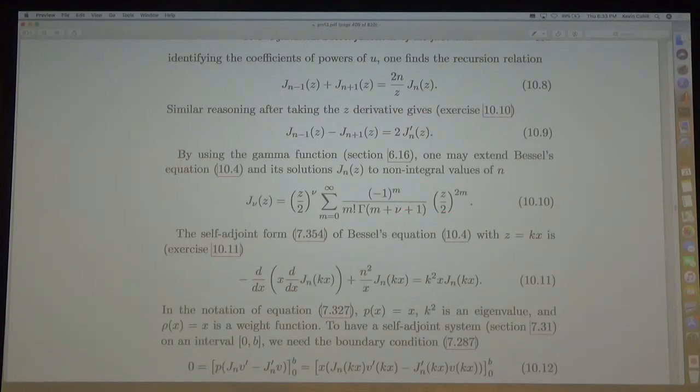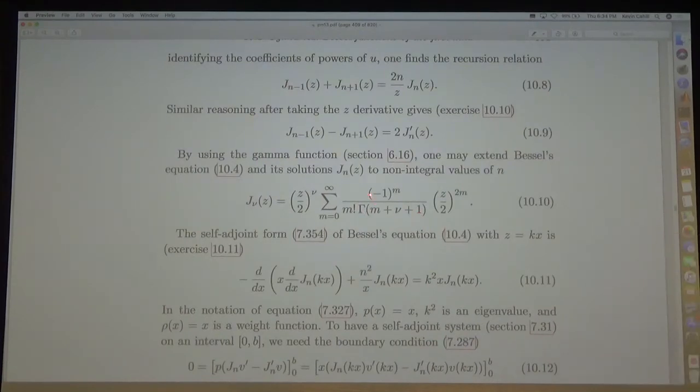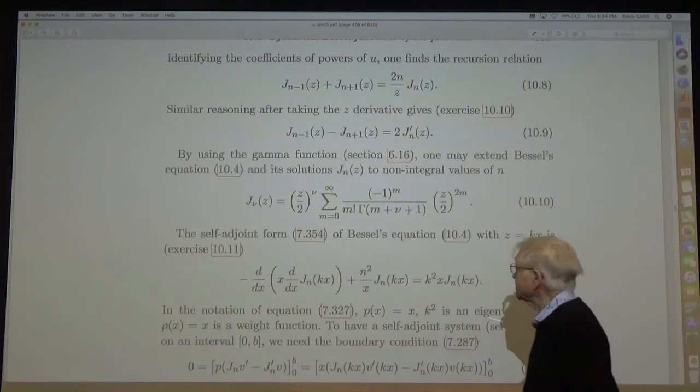Now, remember what the gamma function was, and so you can extend Bessel's equation and the solution to non-integral values of n. We can talk about J nu. Down here, instead of having m plus nu factorial, you use gamma of m plus nu plus 1. And so now this is defined for arbitrary complex nu.